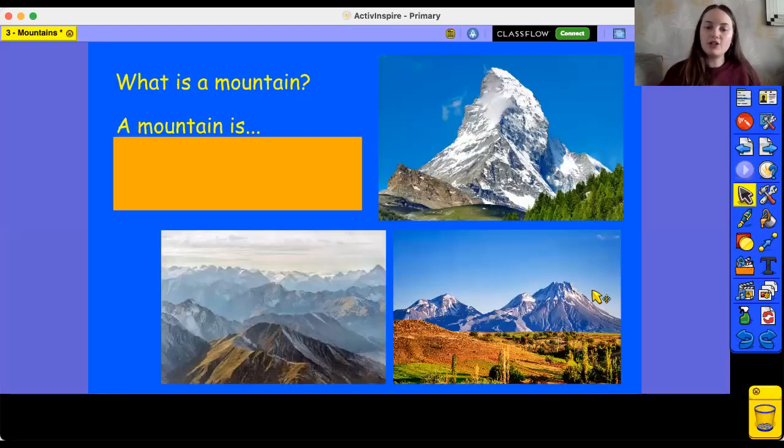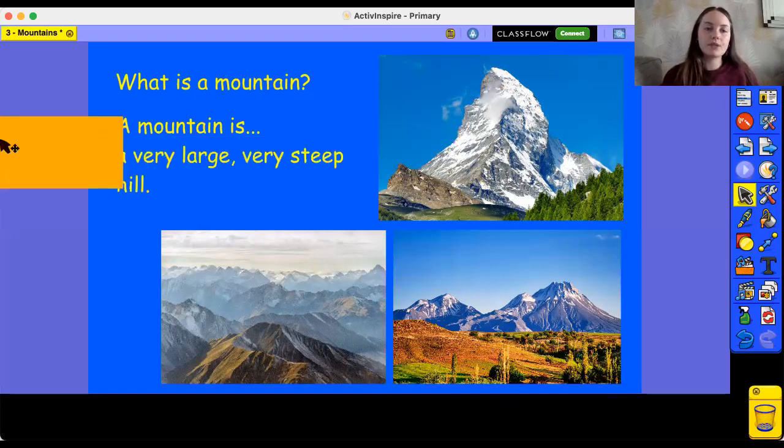Brilliant. So all of these pictures show a mountain, and as you can see, it's a big bit of land that rises up from the rest of the land. So we've got all the rest of the land around the outside, and then these are big chunks of land that are a lot higher than the others. So it's a very large, very steep hill. Okay, a very large, very steep hill, and that is a mountain.